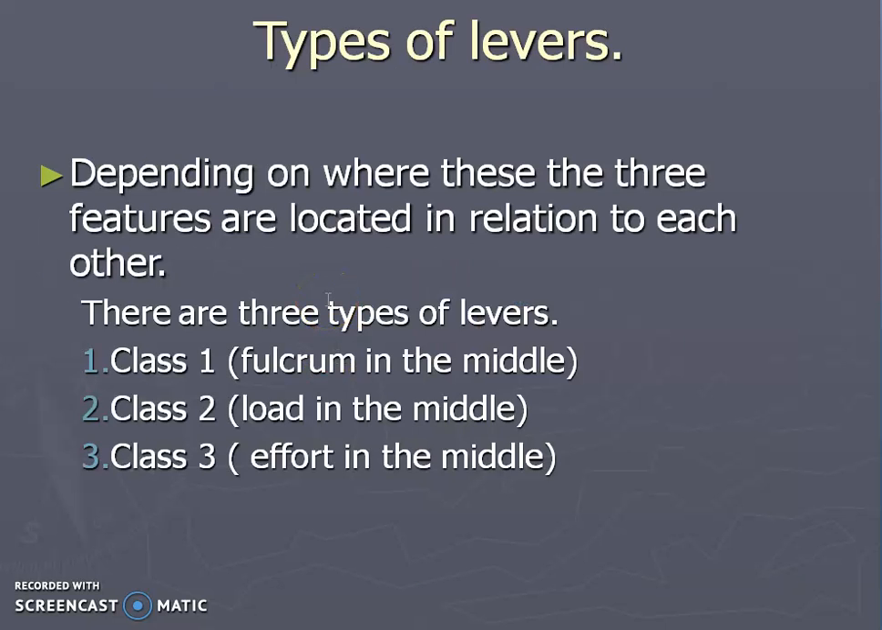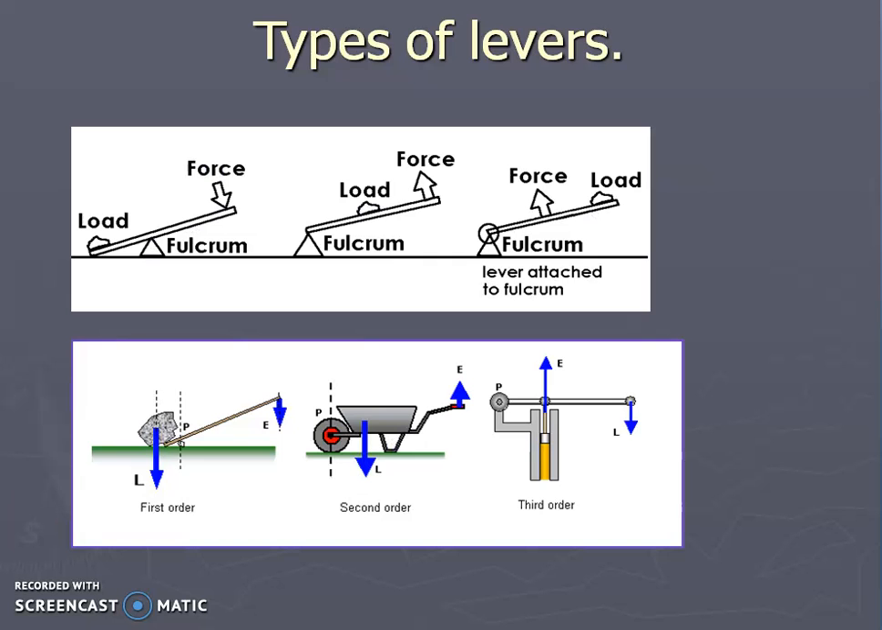Regarding how these three elements are allocated, we have three different types of levers. Class 1 lever, where the fulcrum is in the middle. Class 2 lever, where the load is in the middle. And Class 3 lever, where the effort is in the middle. Examples. In this one is a first type because the fulcrum is in the middle. This one is one example. This is the load to overcome, and this is the point where we apply the force.